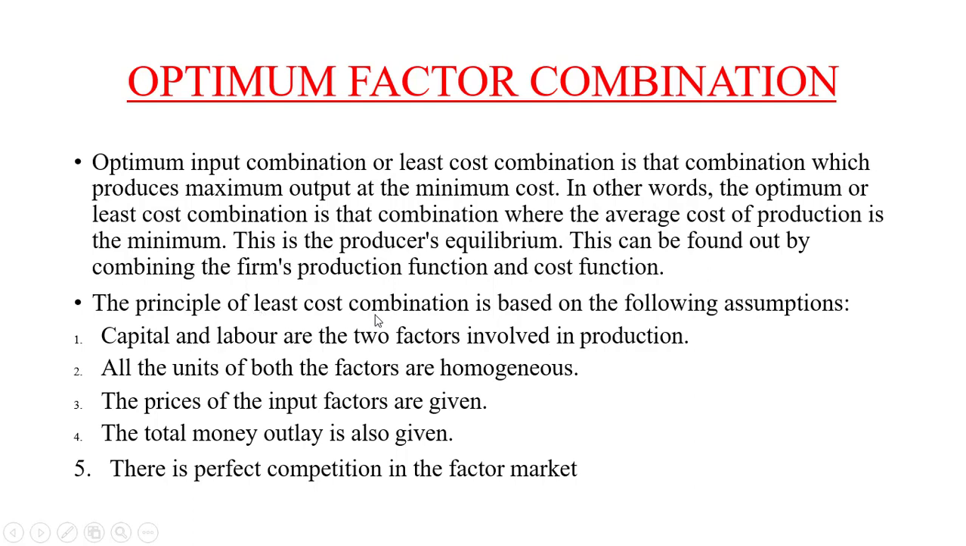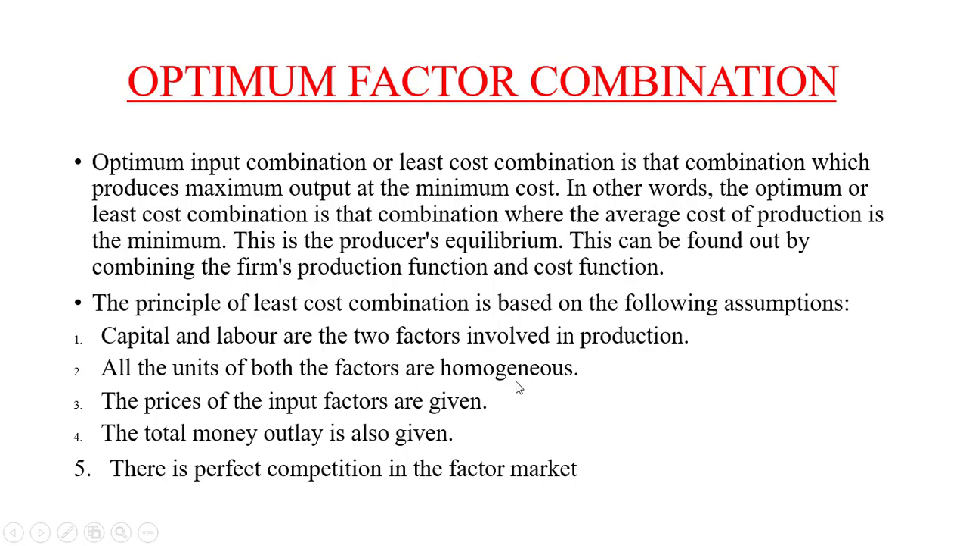Now the principle of least cost combination is based on the following assumptions. What are the assumptions for getting the maximum combination of labor and capital? First, capital and labor are the two factors involved in production. As I told you, whenever we are talking about the production function, we talk about only two factors, that is your capital and labor. All the units of both the factors are homogeneous.